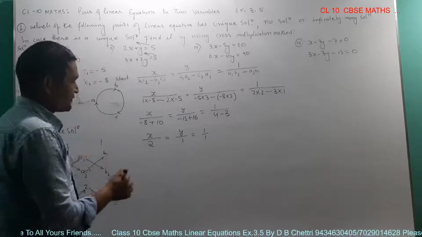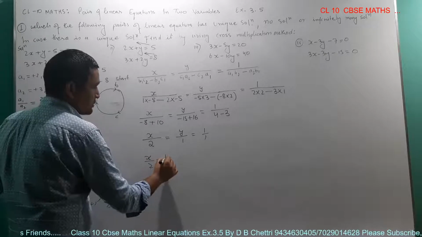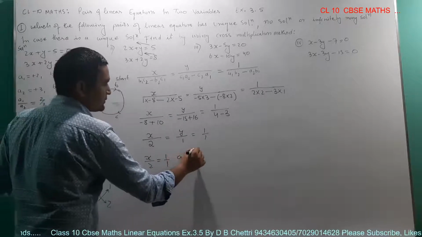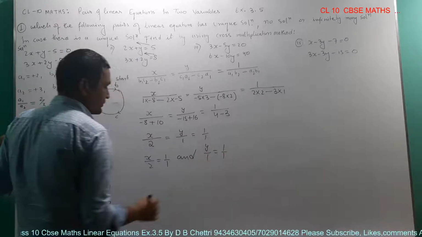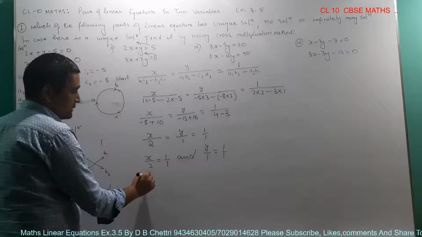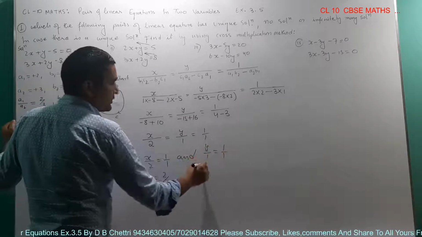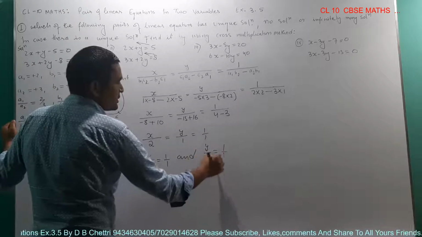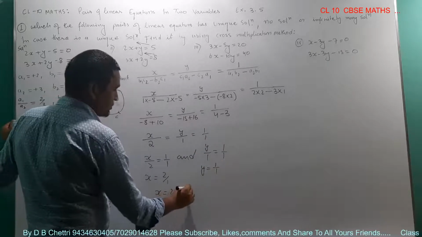Now separate from here. x by 2 equals 1 by 1, and y by 1 equals 1 by 1. Now this down number goes off, this 2 goes off here. That means x is equal to 2 by 1. Then this down number goes off here. y equals 1 by 1, so x is equal to 2, y equals to 1.